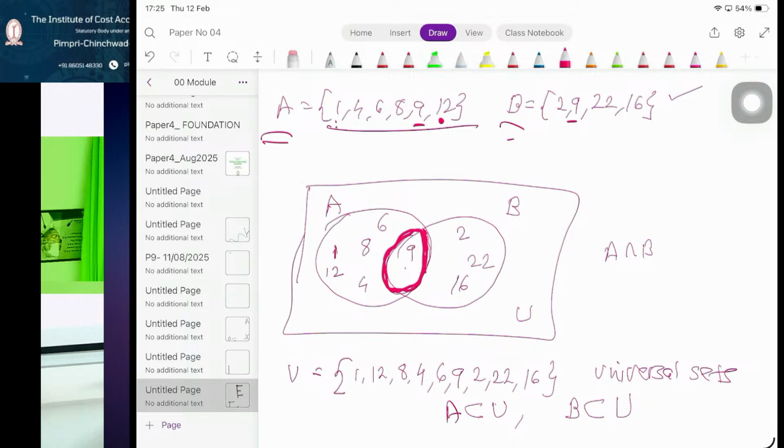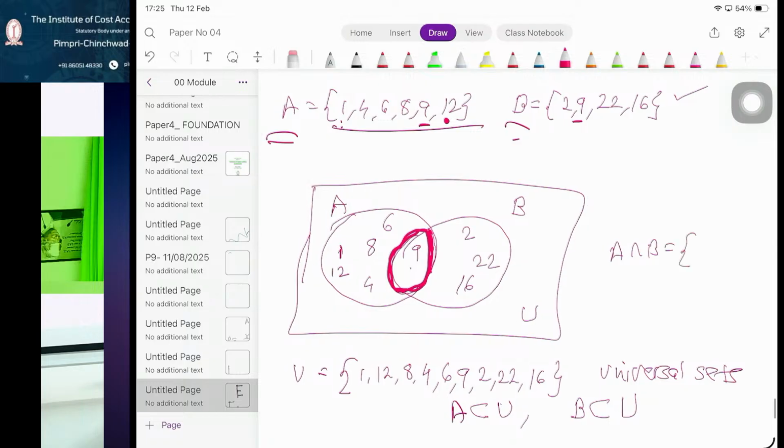A is different, B is different, and when these two different sets overlap, we can find out the common elements. And in the common elements, I will write down A intersection B. Overlap and intersect. Just one element, I will write 9. This concept in algebra of sets is called intersection of sets, A intersection B.